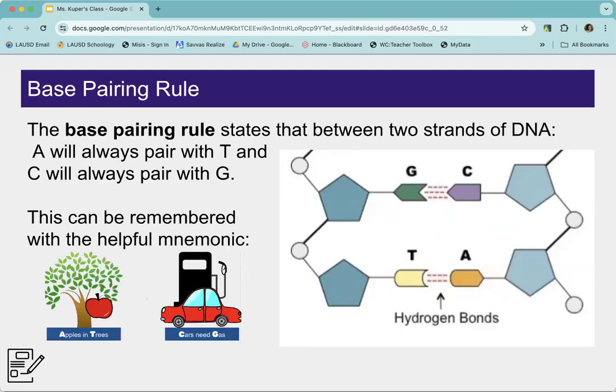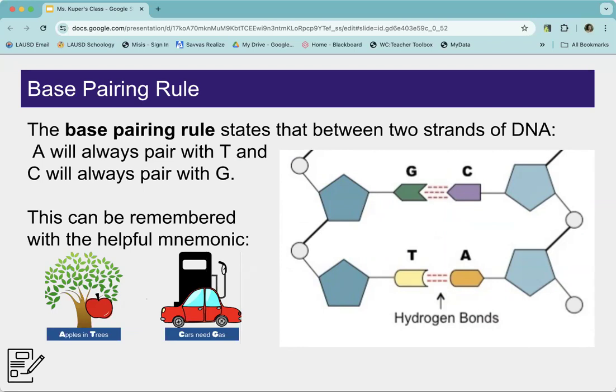The base pairing rule applies between 2 strands of DNA, and it states that between 2 strands of DNA, A will always pair with T. So adenine will always pair with thymine, and C will always pair with G. So cytosine will always pair with guanine.